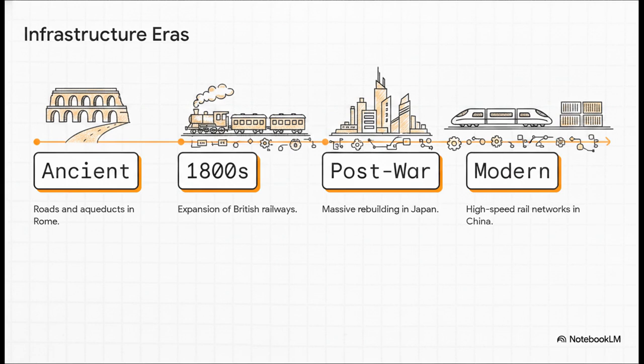We see this starting way back with the roads and aqueducts of the ancient era in Mesopotamia and Rome. Then you get the explosive expansion of British railways in the 1800s, completely redefining industrial trade. We saw it again with the miraculous post-war rebuilding of Japan, and we are witnessing it right now with the modern high-speed rail and port networks in China.